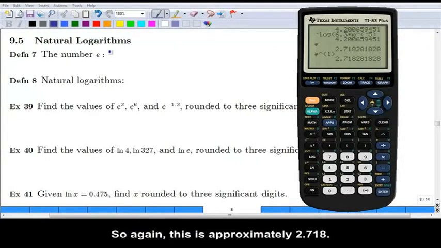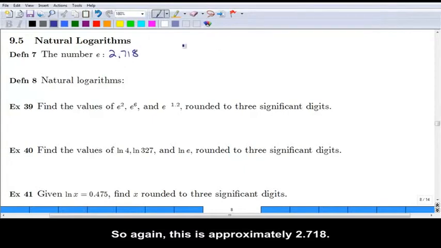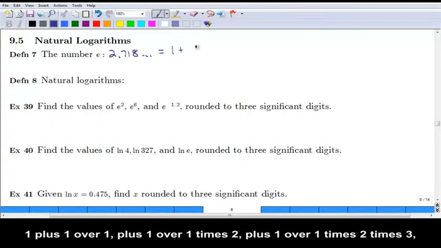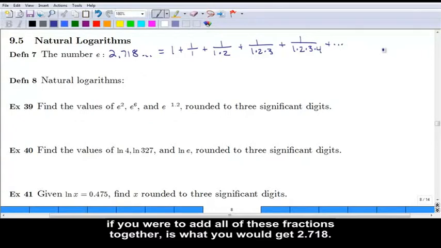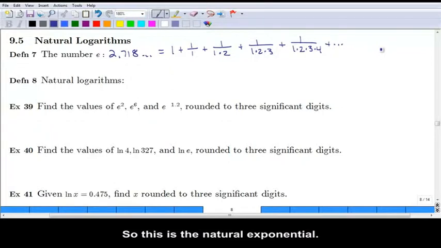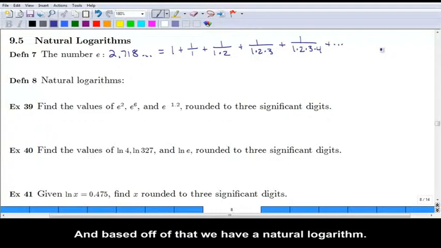So again, this is approximately 2.718, and what this stands for is 1 plus 1 over 1, plus 1 over 1 times 2, plus 1 over 1 times 2 times 3, plus 1 over 1 times 2 times 3 times 4, off forever. If you were to add all of these fractions together, you would get 2.718. So this is the natural exponential, and based off of that we have a natural logarithm.